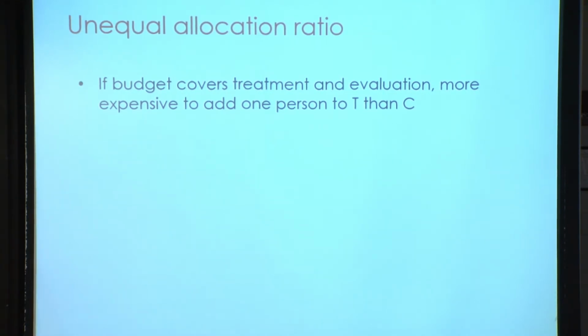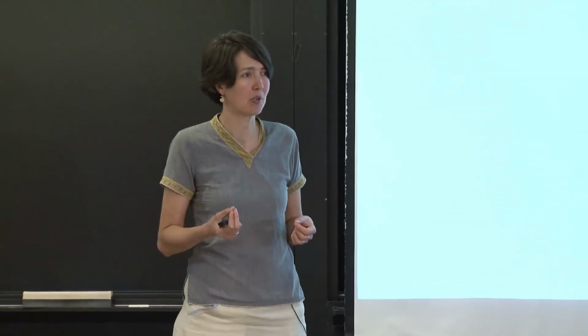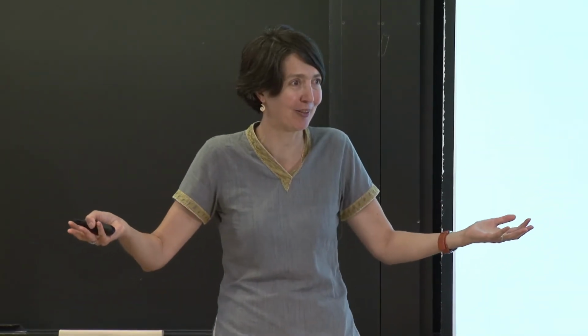The other important case is when you have a certain amount of money, and that amount of money is going to be spent on both the implementation and the evaluation. Now, why do we want an unequal allocation ratio then? Because adding one person to treatment is going to be much more expensive than adding one person to control. When I add someone to treatment, I have to pay for the treatment and the survey. And if you're talking about admin data, which you often use in the US, adding someone to the control may cost like nothing. So then why not put a whole ton of people in control? It'll increase your precision a bit and it doesn't cost you anything.